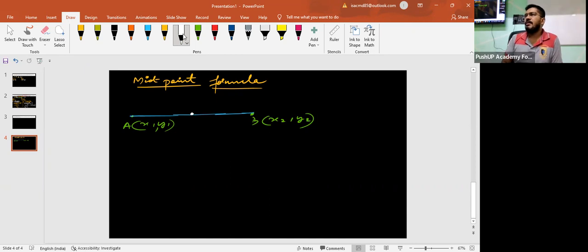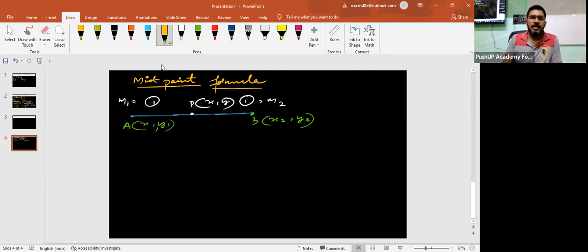Exactly in the middle, that point P is located. And let me assume that the coordinates of point P is x, comma, y. Okay. So when I said P is lying exactly in the middle of AB, indirectly I'm telling you point P divides line segment AB in the ratio 1:1, isn't it? If I ask you in what ratio point P divides line segment AB, since it is lying exactly in the middle of AB, it is 1:1. So I will consider M1 is equal to 1 and I'll consider M2 is equal to 1.